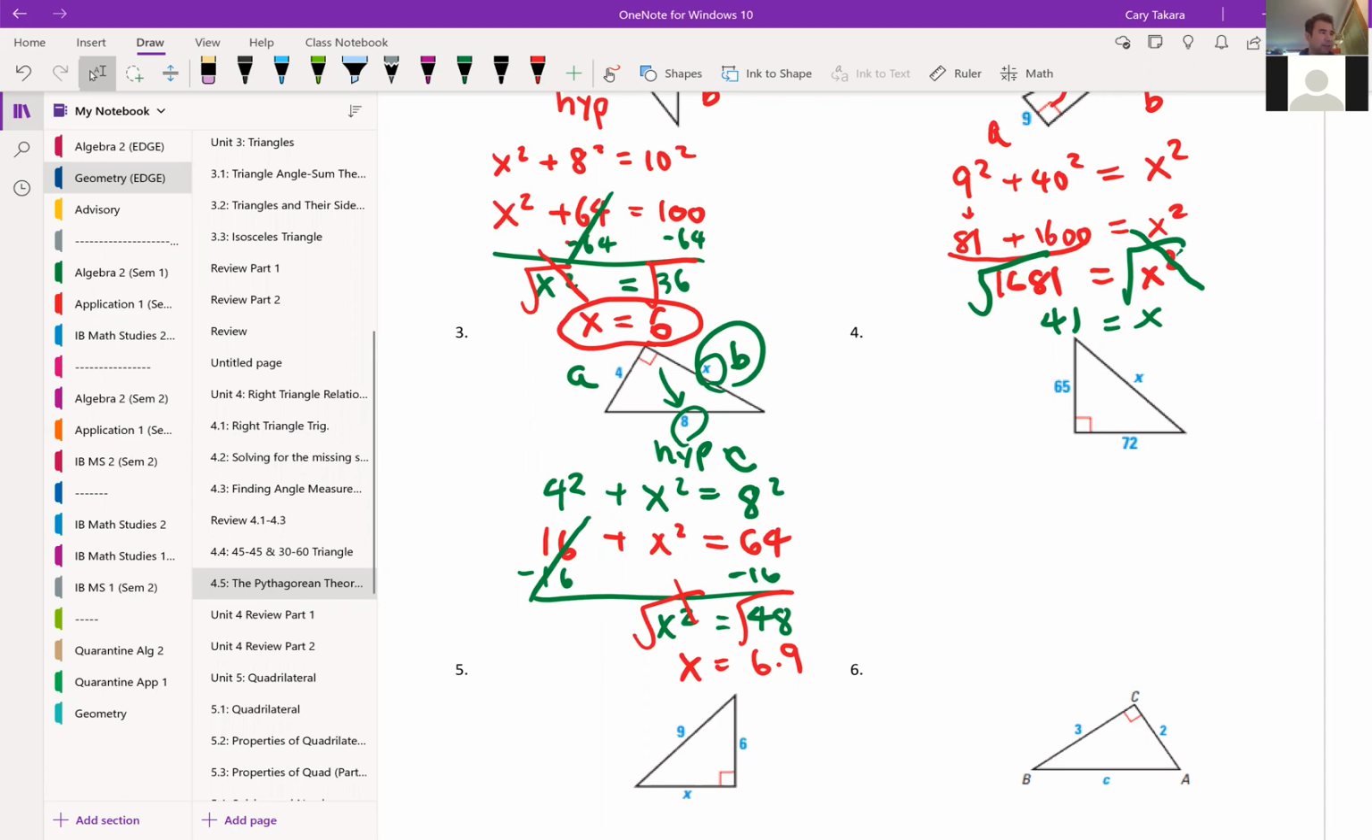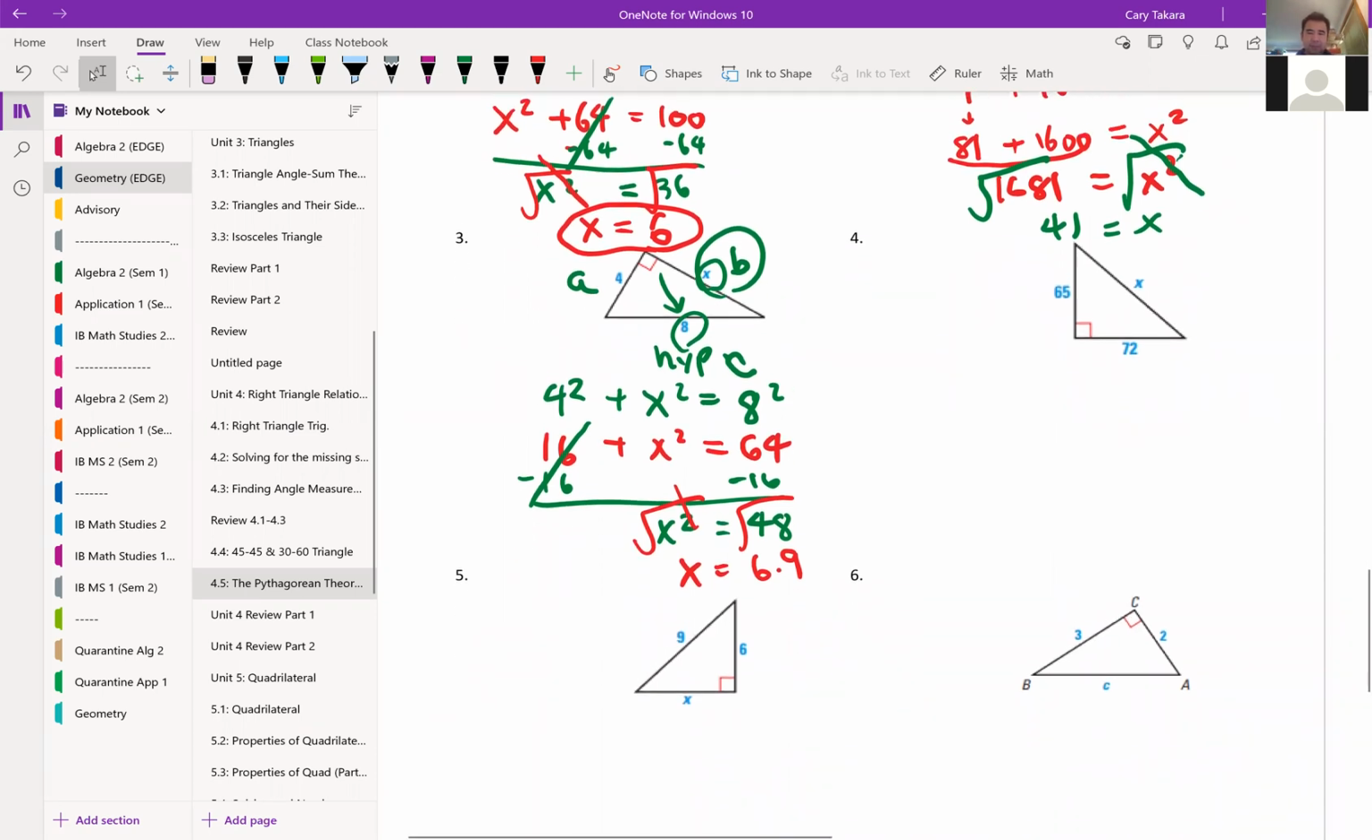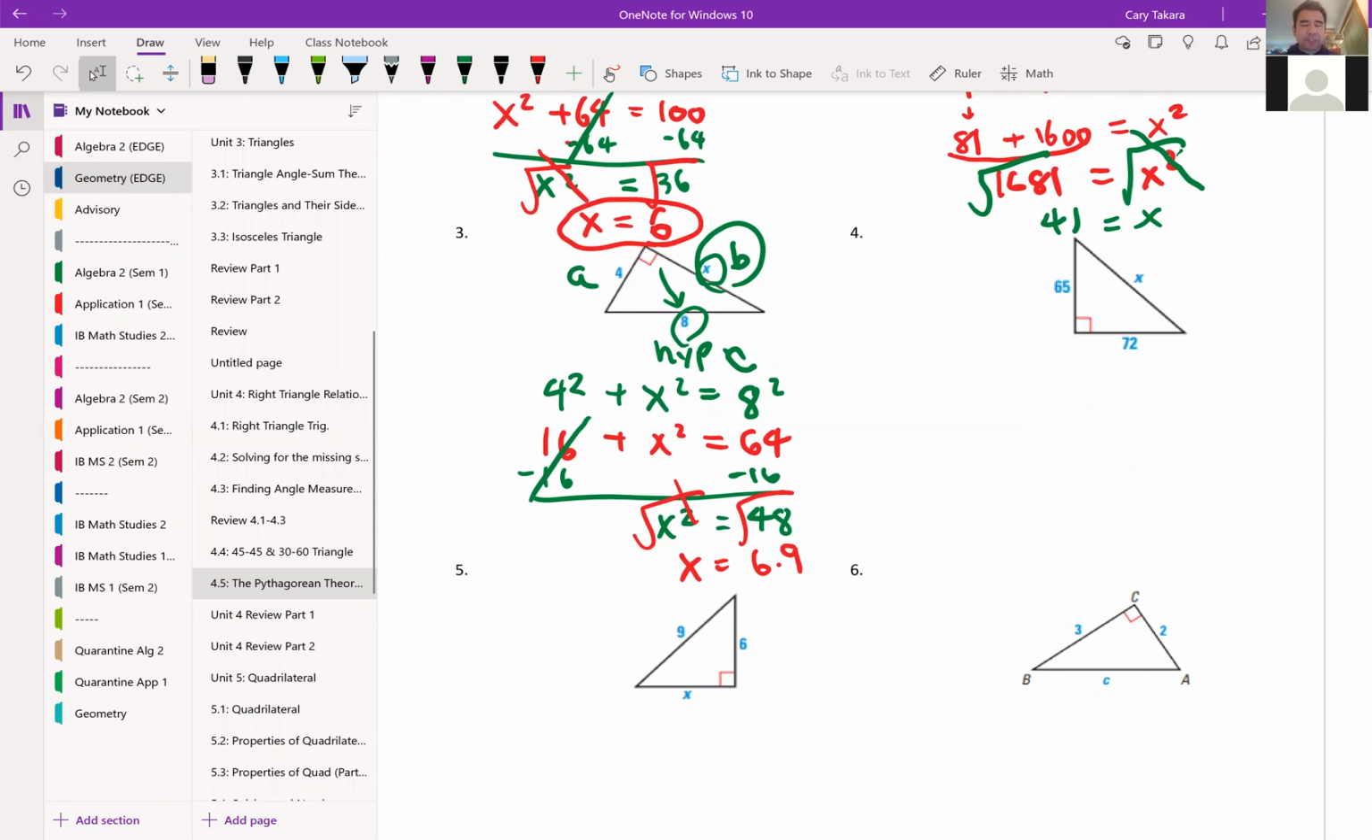Okay. I have a question. Yeah, go ahead. For number 6, do we just solve it regularly? Say that again for number 6. Do we just solve it like we solved all the other ones, or do you do it differently? Okay. No, just do a squared plus b squared equals c squared.